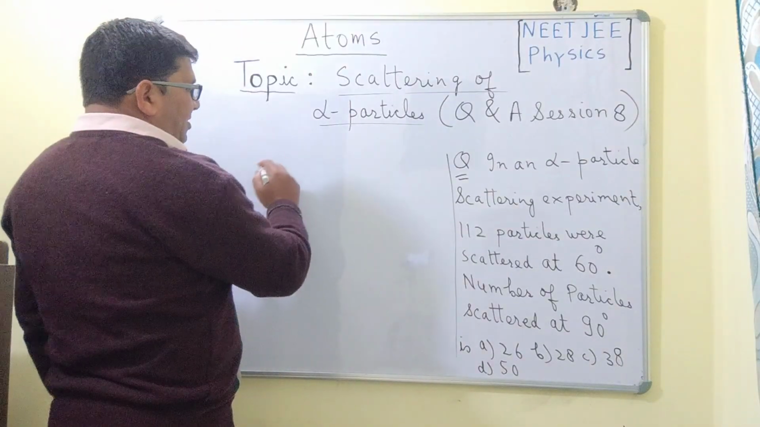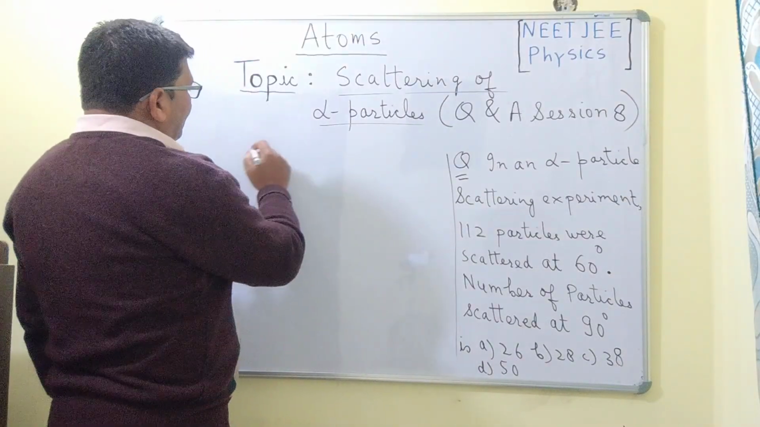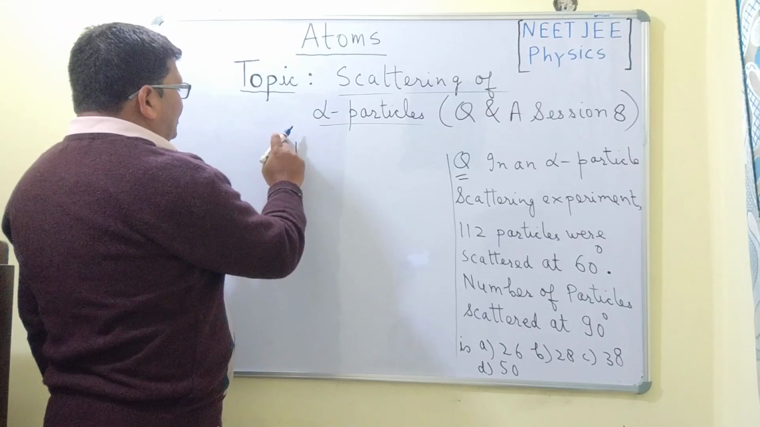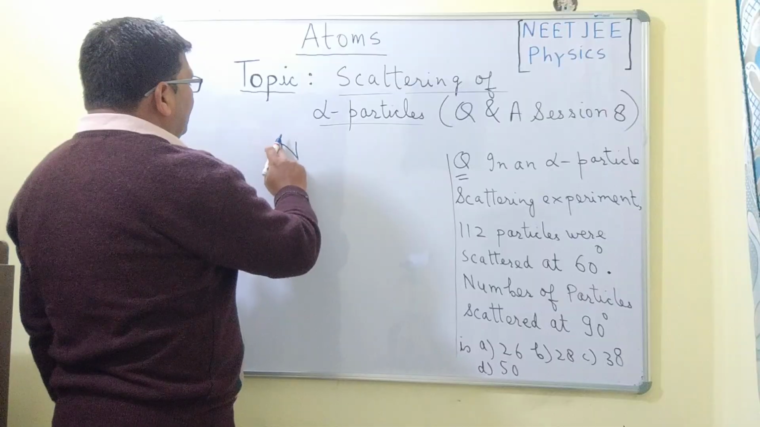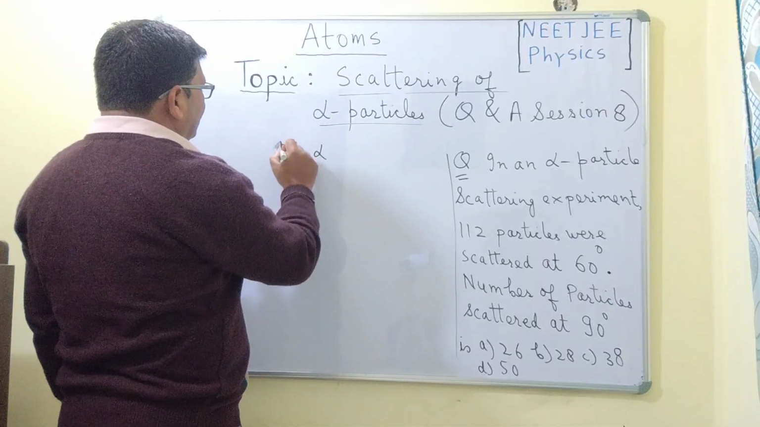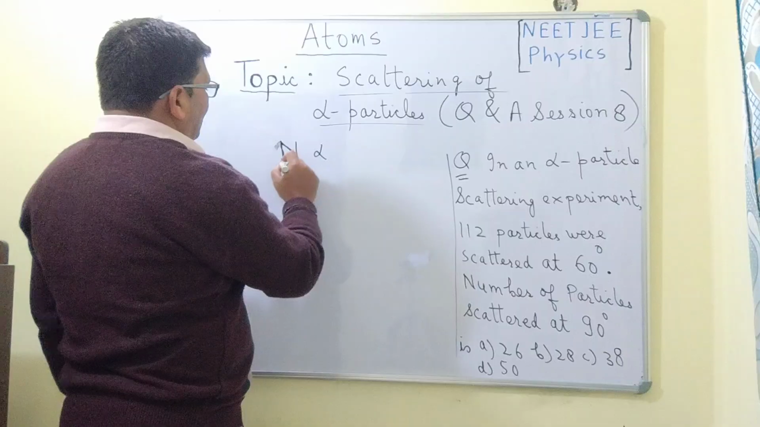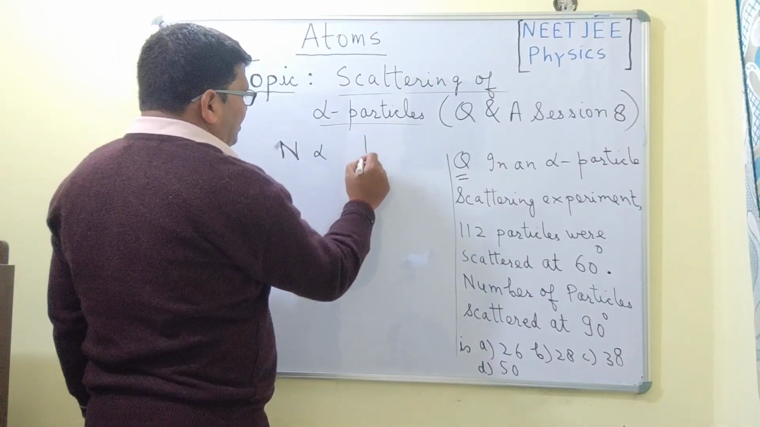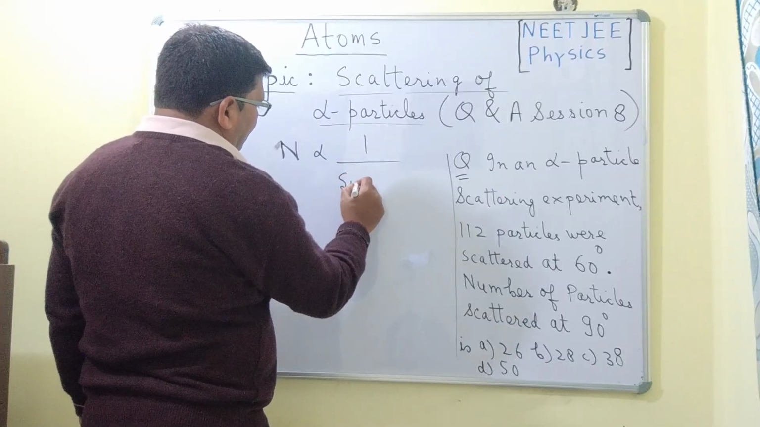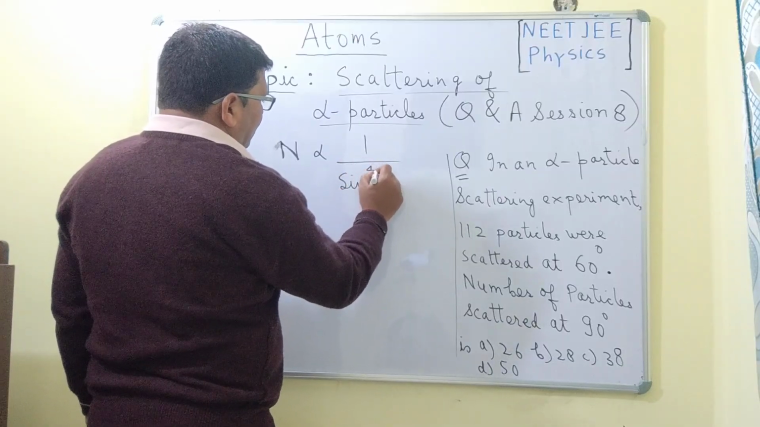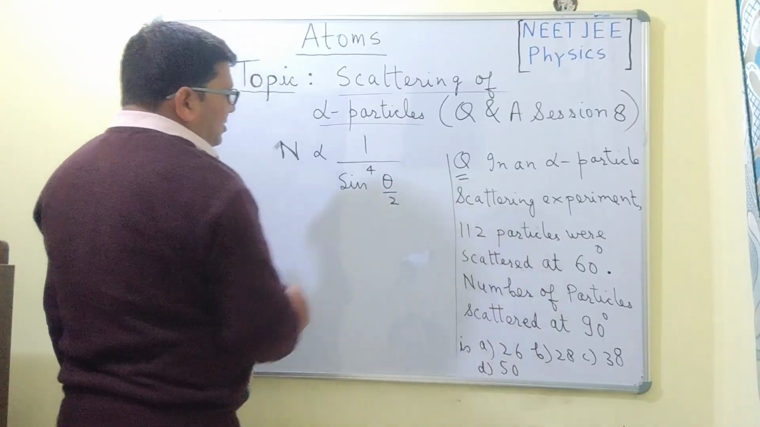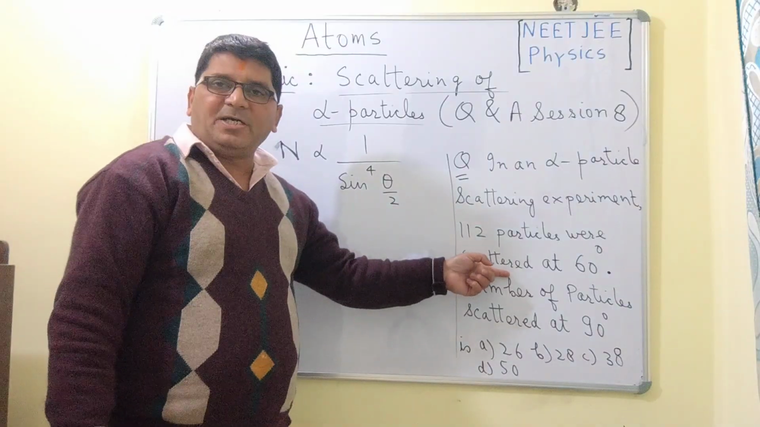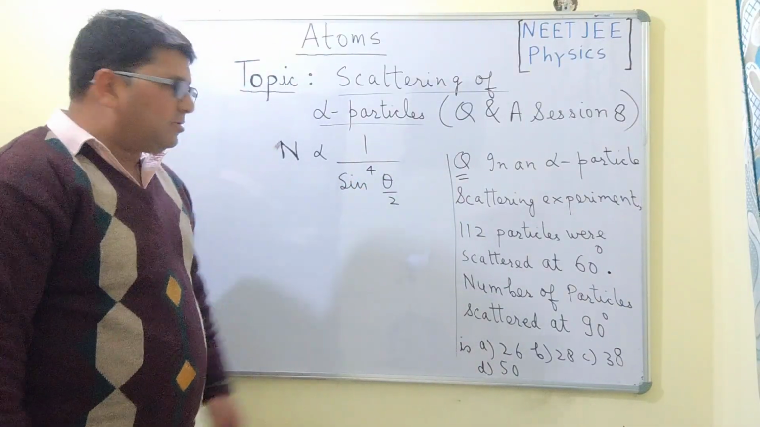Now we all know that the relationship between the number of scattered particles and the scattering angle is given by: n is directly proportional to 1 upon sine theta by 2 to the power 4. Here n is the number of scattered particles and theta is the scattering angle.